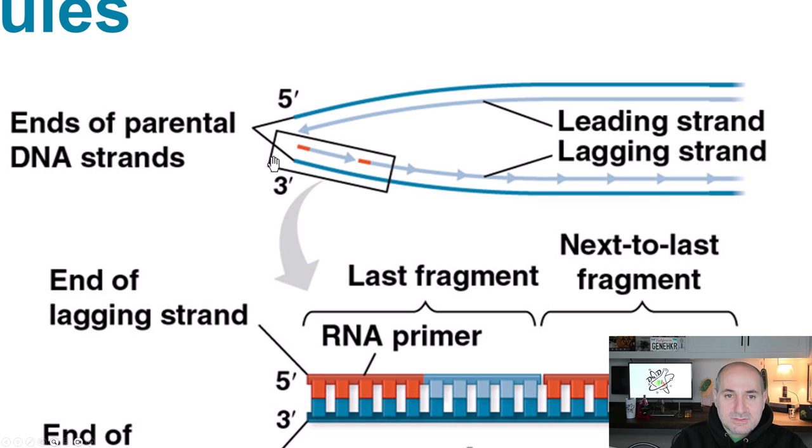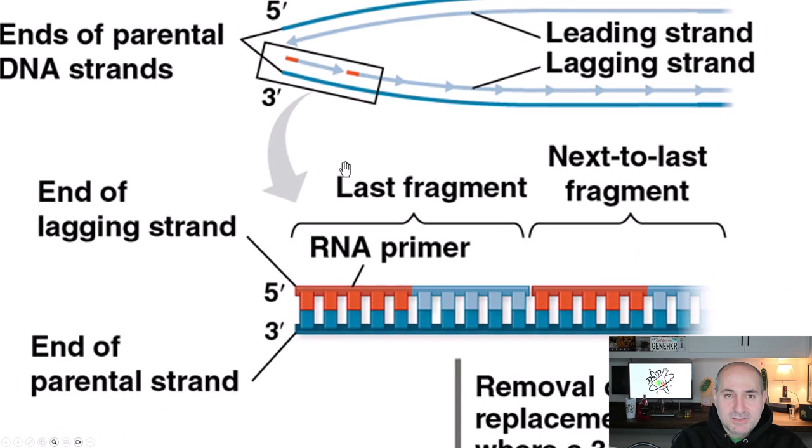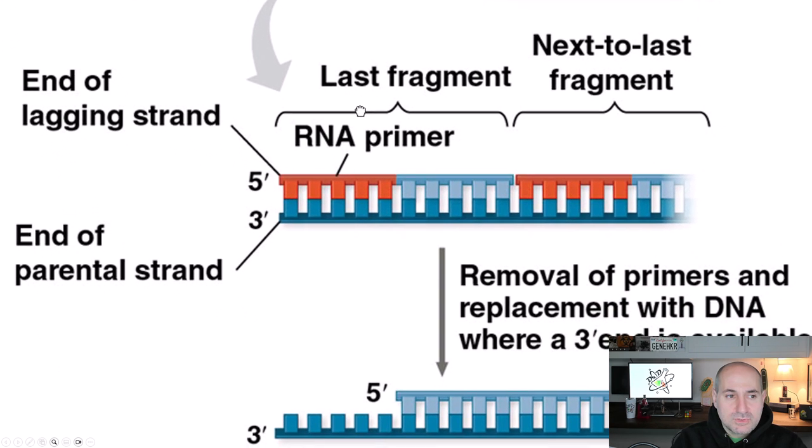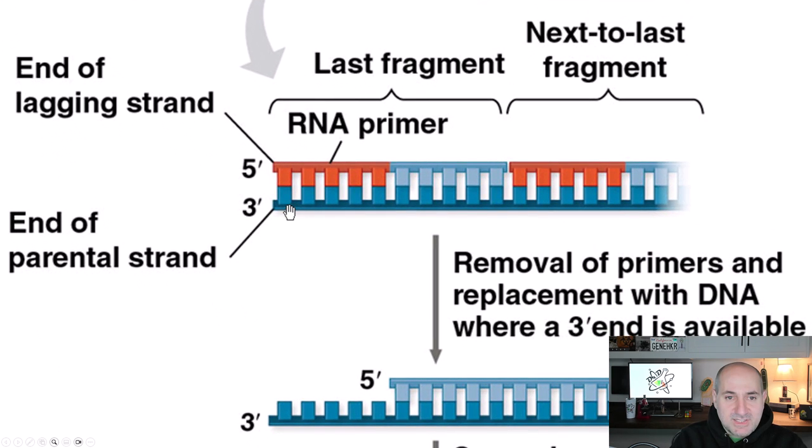Let's take a look at this box, like what's going on in this box. If we take a close look here, you'll notice that here's the template strand of the DNA, which you just copied. Here's the daughter strand on top. And here's one Okazaki fragment. Here's the other Okazaki fragment. DNA polymerase 1 will come in and chop out this RNA primer and replace it with DNA. And then DNA ligase will come in and join the two fragments together.